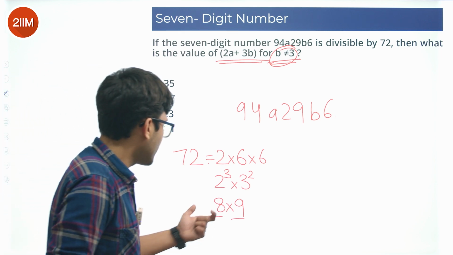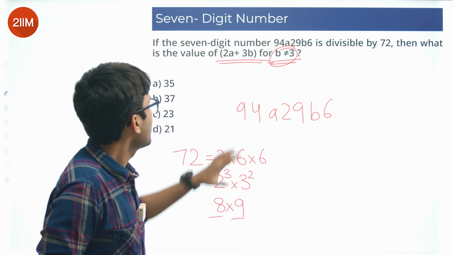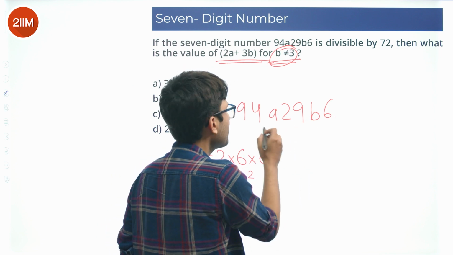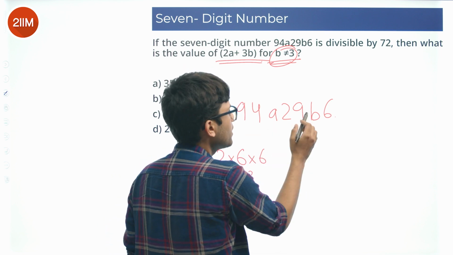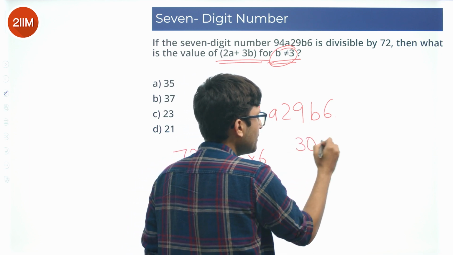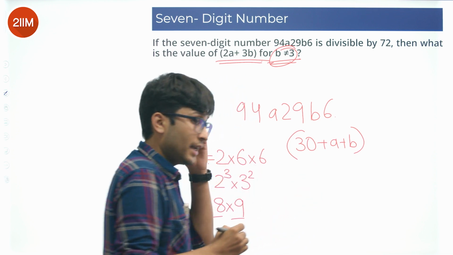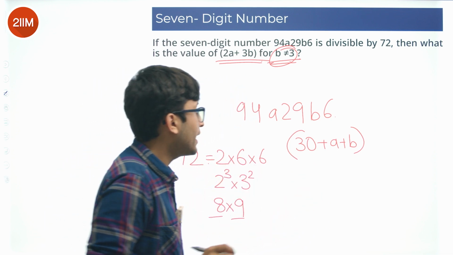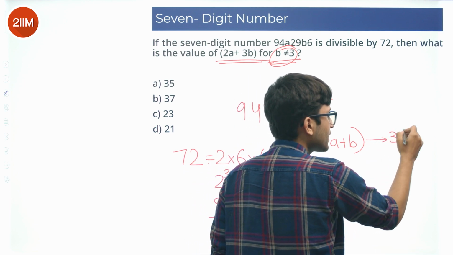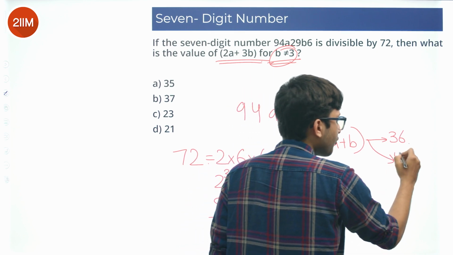First of all, for divisibility of 9, the addition of all the terms in this number should be a multiple of 9. So the addition of all these numbers is equal to 30. 30 plus A plus B should be a multiple of 9. The closest multiple of 9 after 30 is 36. It can be either 36 or 45.